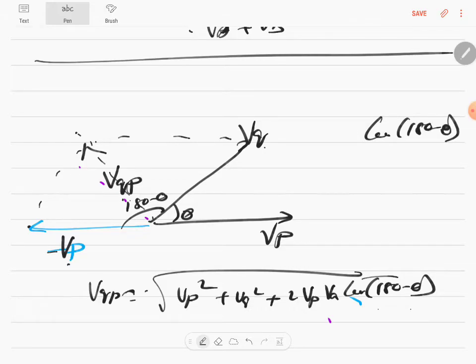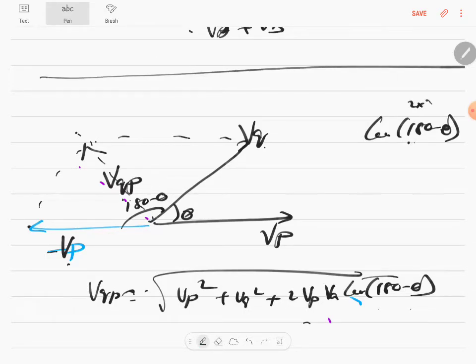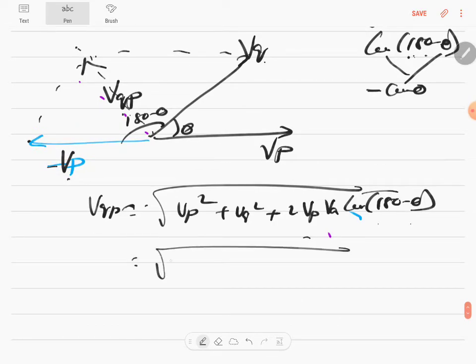Okay. You have to come for extra classes later. Cos of 90 minus theta is sin theta, because this is an odd multiple of 90. With an even multiple of 90, as in 2 into 90, cos will remain cos. And 180 minus theta is a second quadrant angle, where only sin is positive, so it's minus cos theta. Therefore this formula will eventually become root of Vp square plus Vq square minus 2 Vp Vq cos theta.